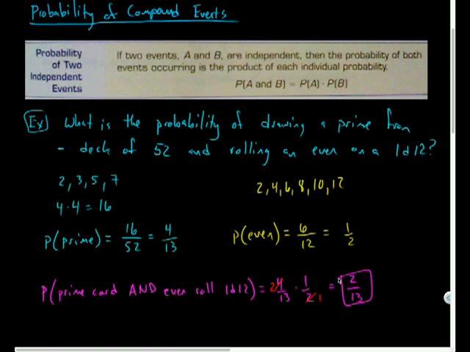Right? So now I can find the likelihood of both of those events occurring simultaneously, or in succession. I guess you didn't have to pick the card and roll the die at the exact same moment in order to do that. All right, so let's look at another example.